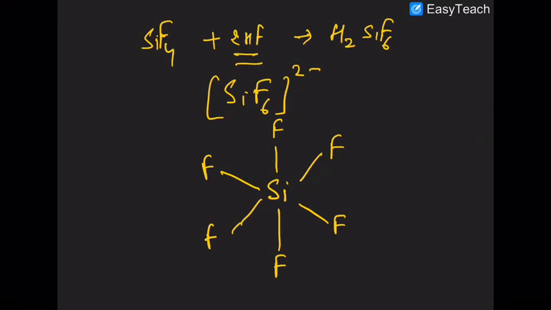But what are all the bond angles? All bond angles are 90 degrees to each other. So this hybridization is also sp3d2. So SiF6 2 negative is also sp3d2 geometry.